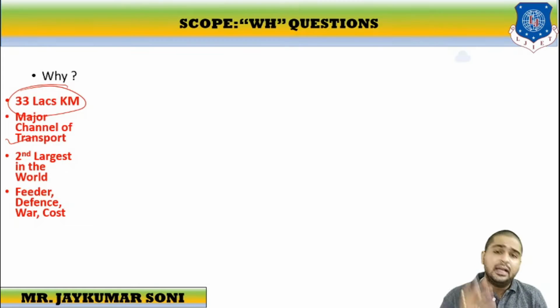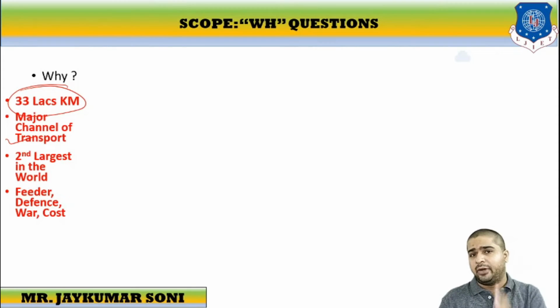So first, India has more than 33 lakh kilometers of road stretch. I am just talking about road stretch. Then in India, the road network acts as the major channel of transport. India is the second largest country in the world as far as the road network is concerned. And the road network acts as the feeder line in various modes of conveyance or transportation. It is also one of the most important segments whenever we are talking about defense activities.